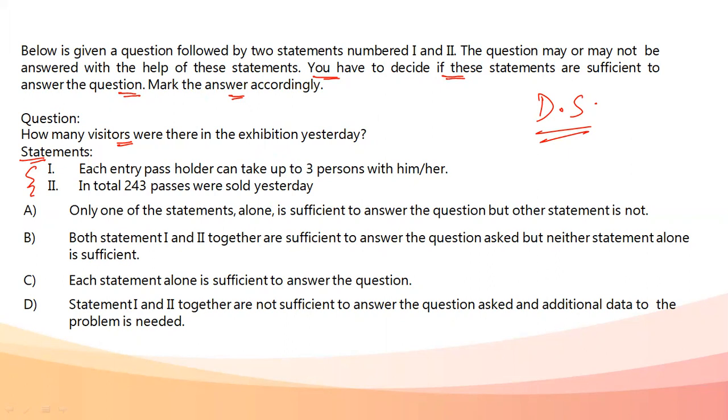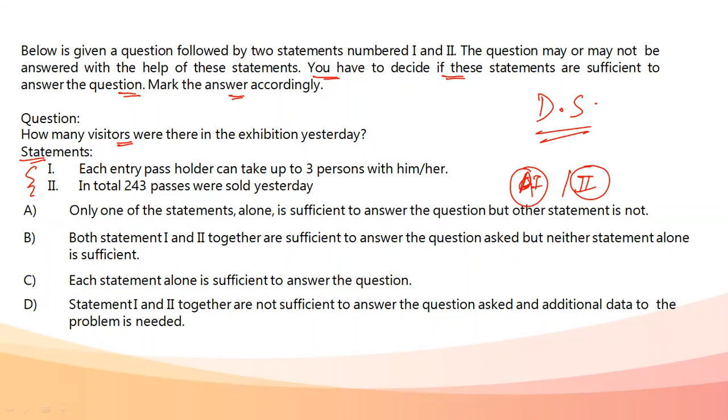They'll give a question, they'll give two statements, and then they'll have four options. So the four options is like, first option says only one of the statements alone is sufficient to answer the question, but other statement is not. So actually this means either I can answer my question using just the option A or just the first statement, or I can answer my question using just the second statement and I don't need the other statement. This is what the first option means.